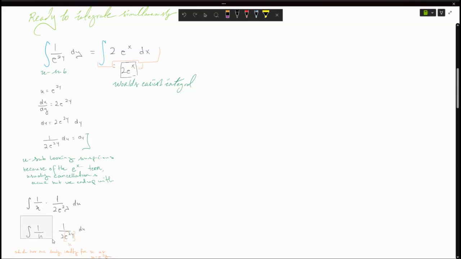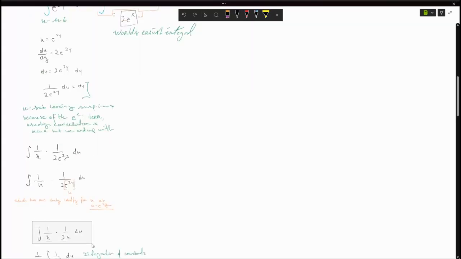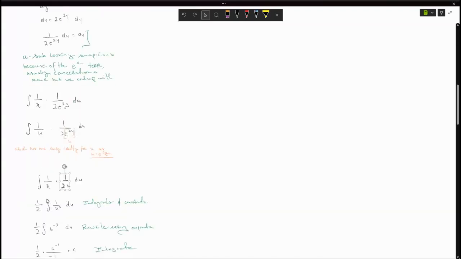So now we have the integral of 1 over u times 1 over 2 e to the 2y du. And so now we can rewrite that as the integral of 1 over u times 1 over 2u du. And we can move this 1/2 on the outside of the integral since it's a constant. And so now we have 1 over u squared du.